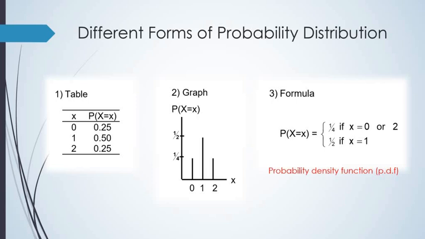In general, probability distribution can be divided into two types: the discrete probability distribution and the continuous probability distribution. We are going to study in detail each of these types next.